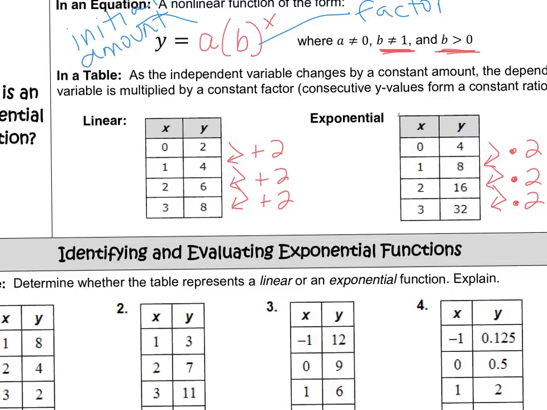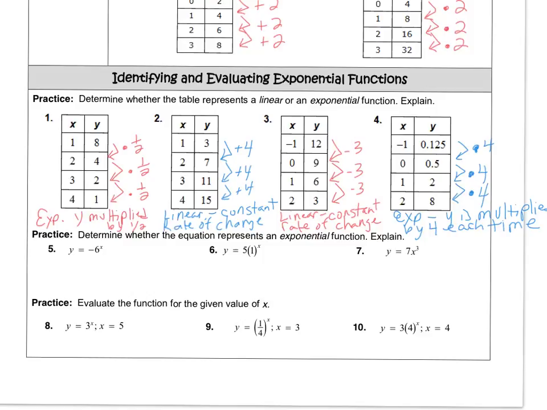So now we're going to look at these next 4, 1 through 4, and determine, is it a linear or is it an exponential function? So I want you to evaluate all 4 of them with your video paused. Make sure that you've decided which one they are and how come, and then check back for the explanation.